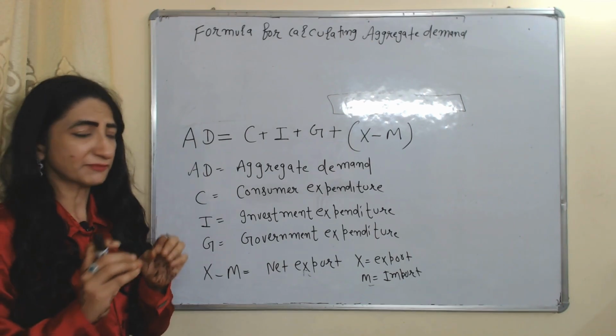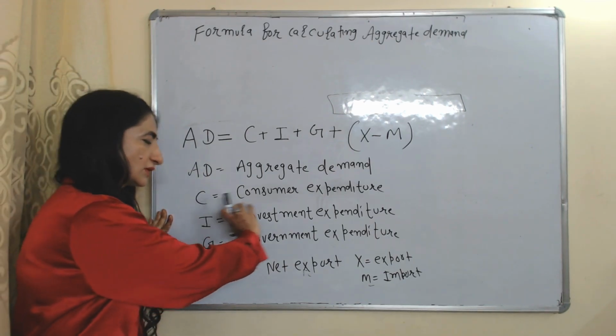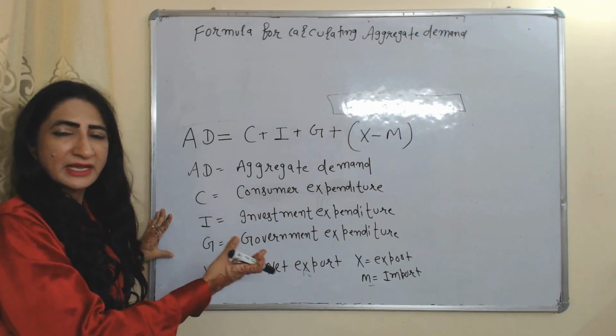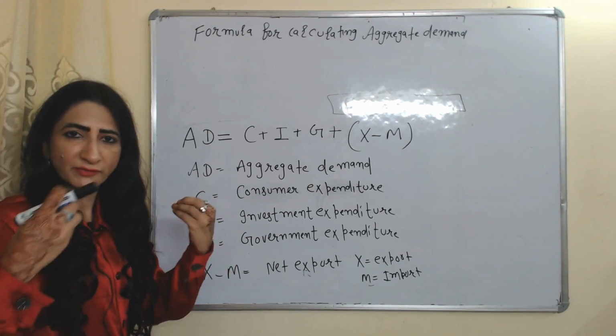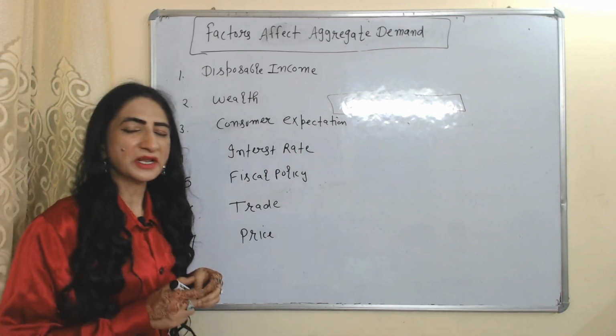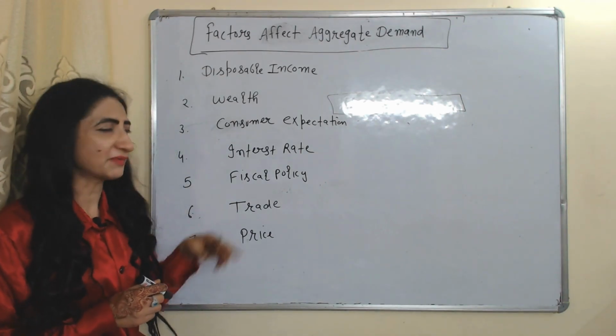So we can say that when we combine the demand of all consumers, demand of all businesses, demand of government and demand of foreigners for our country product, it will be called aggregate demand. Now we'll see factors affect aggregate demand.